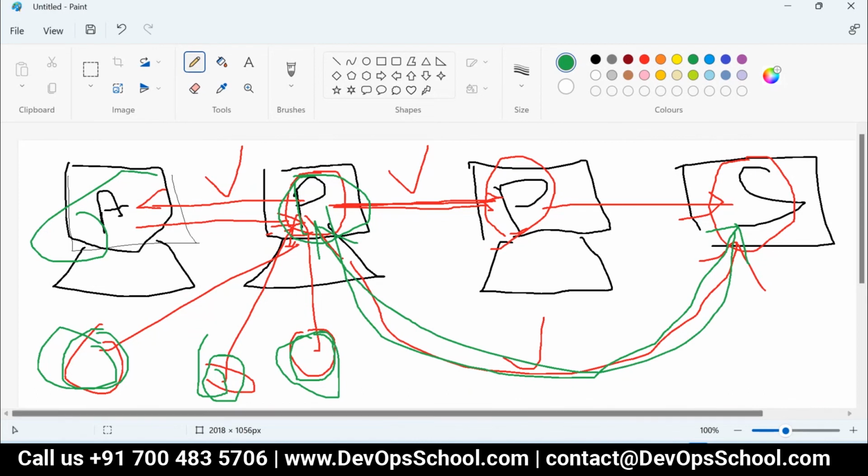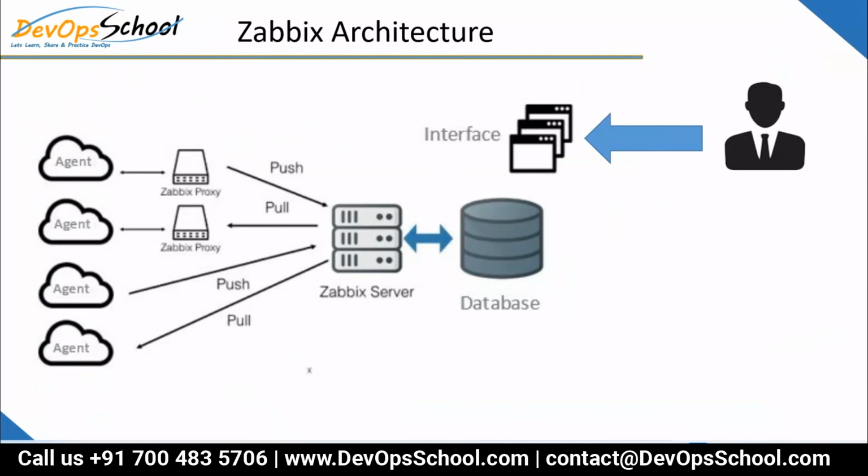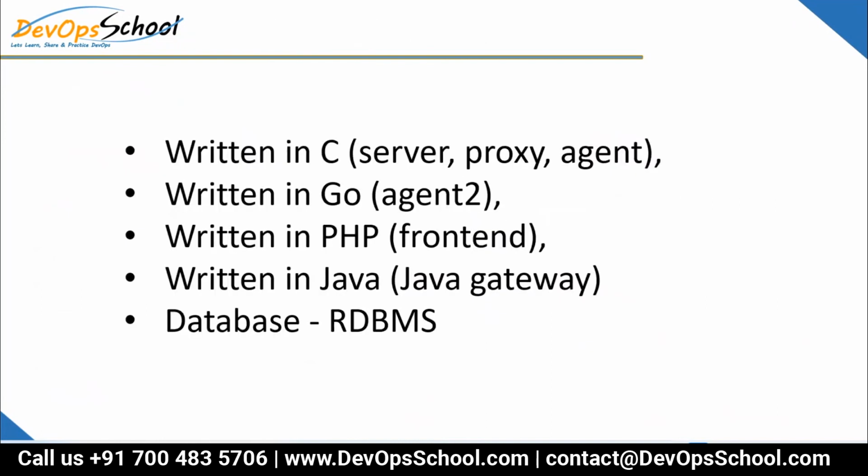Okay, so now this is the primary. We have a server, database, interface, proxy, and agent. We have discussed this one. Server, proxy, and agent are written in C. Agent 2 is written in Go. The front end, the web part, is written in PHP, and Java Gateway is the one product which I have not discussed so far, which is written in Java. The database can be any supported RDBMS except MS SQL. I repeat, MySQL support is there, Postgres support is there, but MS SQL I have not seen in the list.